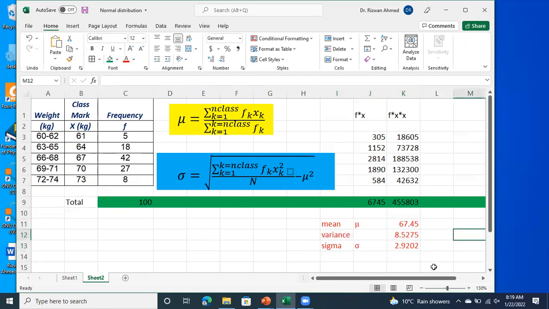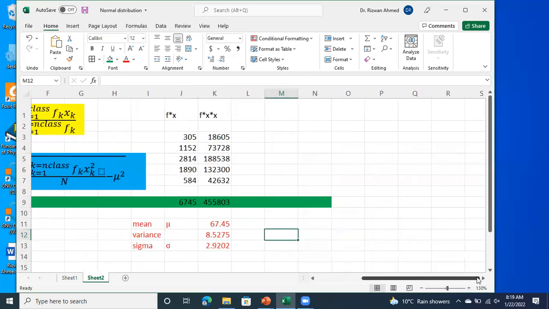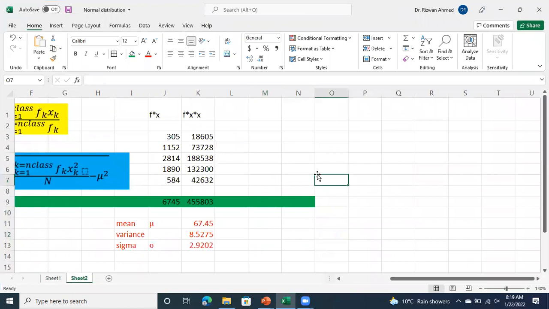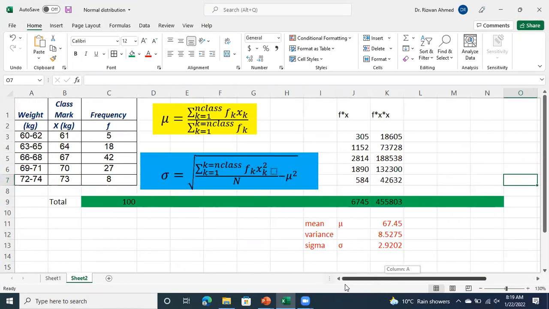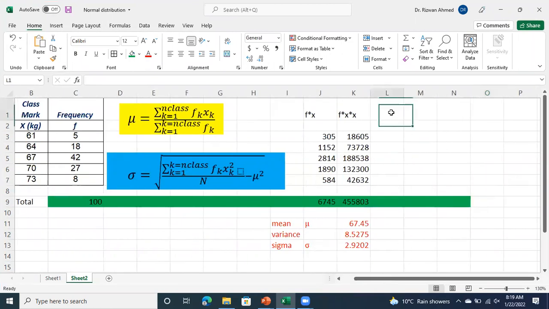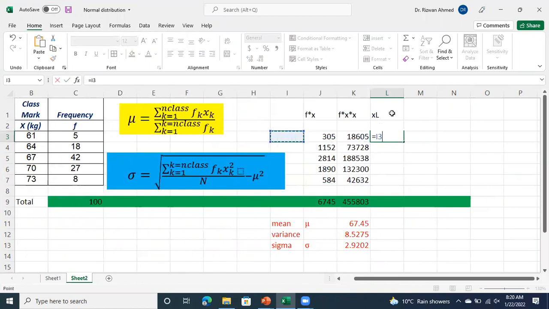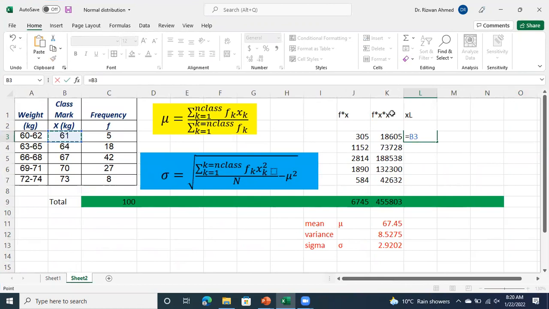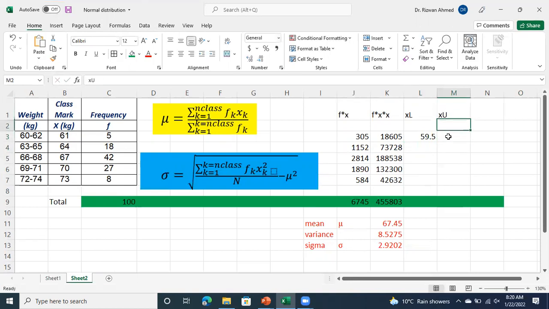These are the required values, and now we can move on to develop the normal distribution, because the parameters are now available to us. In order to develop the normal distribution, we have to have the transform variable z. So for all classes, I define their lower limits. For this problem, it is equal to the class mid value minus 1.5, because the class width is 3. And then similarly for the class upper limit, this will be equal to the class mid value plus 1.5. So for the rest of the classes, we can repeat the same pattern of calculations.